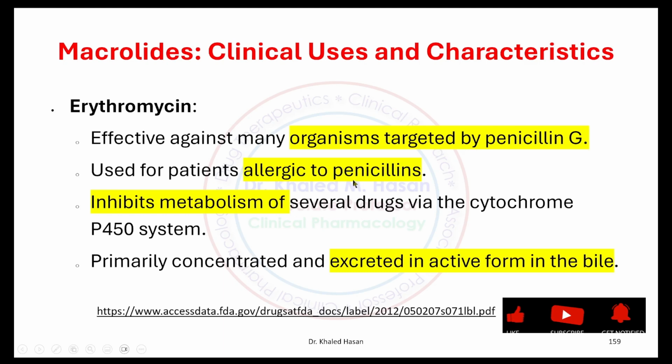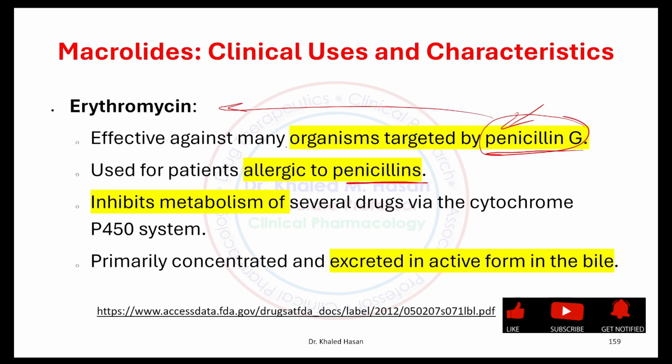Clinical use of macrolides, I will go briefly through each medication. Erythromycin is an effective medication against organisms targeted by penicillin G, especially when the patient suffers from penicillin allergy. So the alternative option will be erythromycin. All organisms treated with penicillin G could be treated with erythromycin. If a patient has a history of allergy to penicillin G, the alternative will be erythromycin.